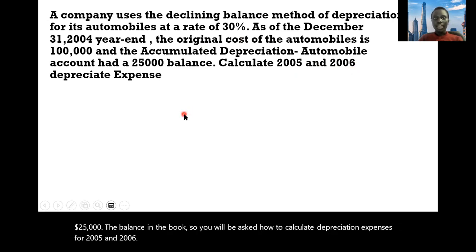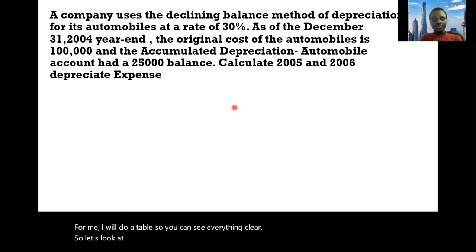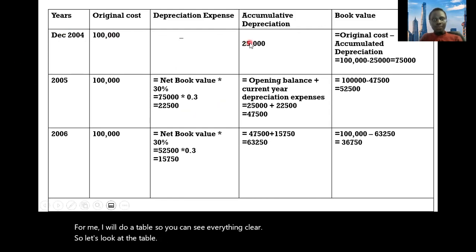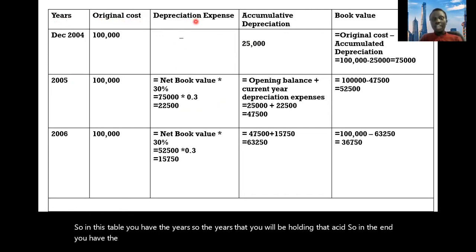Before you go there, to make it clear so you can see how we calculate it without confusion, I will do a table so you can see everything clearly. So this is the table. In this table, you have the years that you will be holding that asset. And you have the original cost, the depreciation expense, the accumulated depreciation, and the book value.